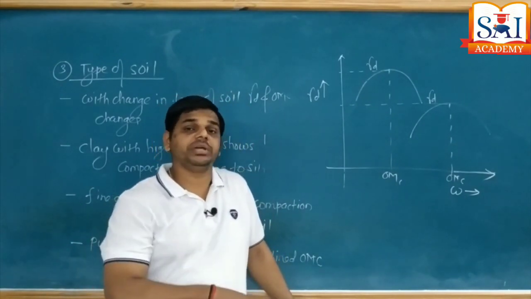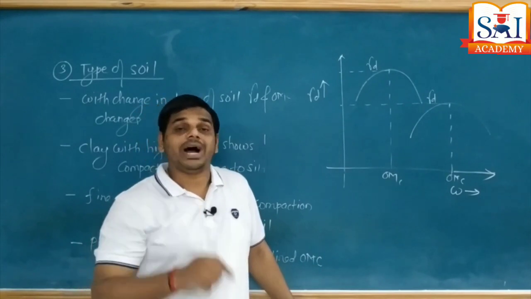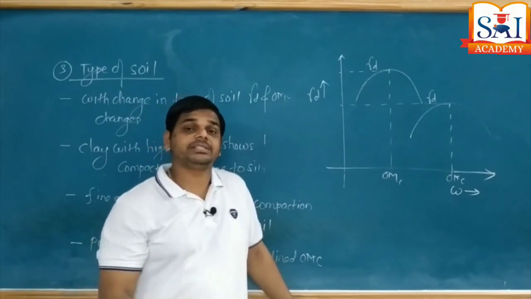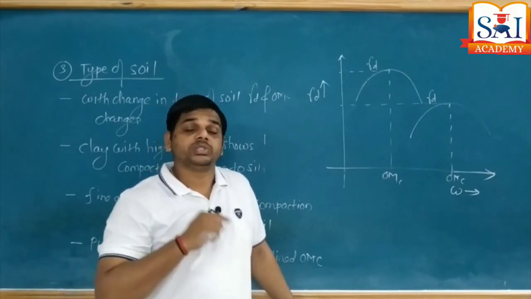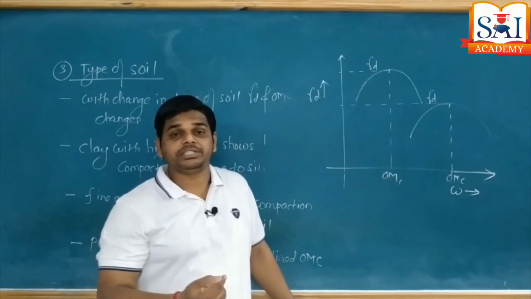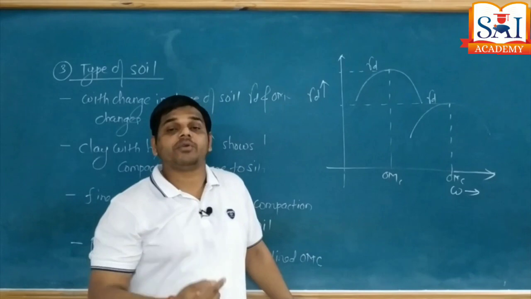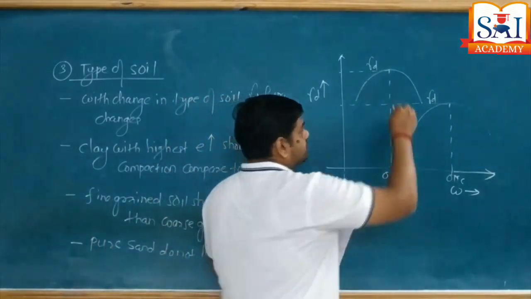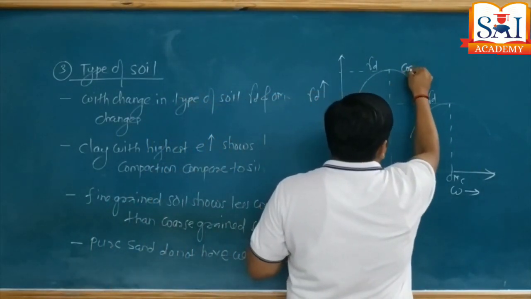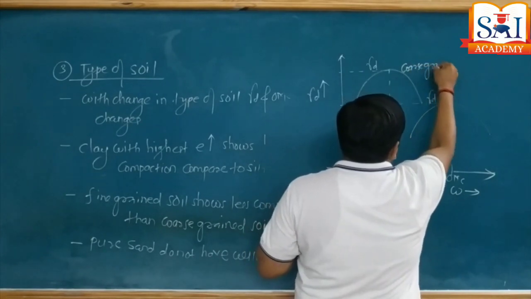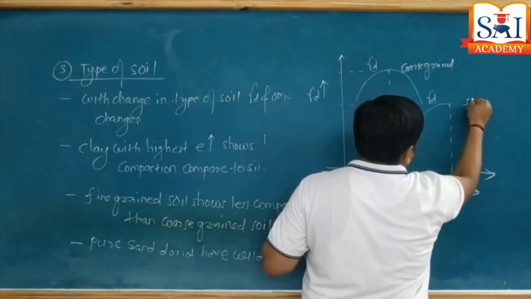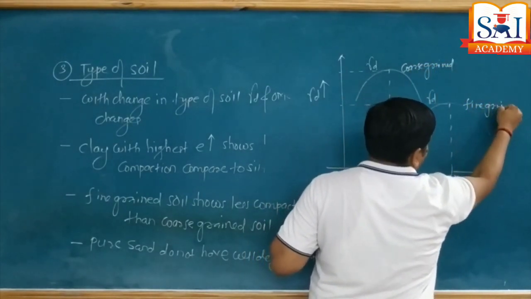That is fine grained soil compared to coarse grained soil. The higher the void ratio, the higher the volume of air. So it needs more compaction energy to remove the maximum amount of air to attain a higher degree of compaction. Therefore, this curve is for coarse grained soil and this curve is for fine grained soil.